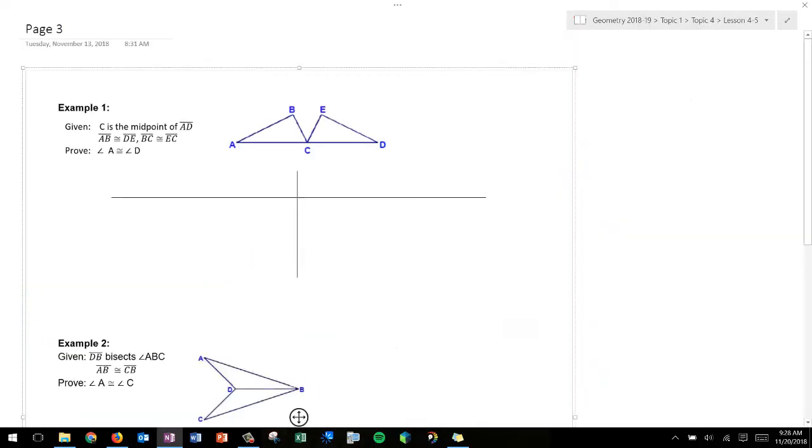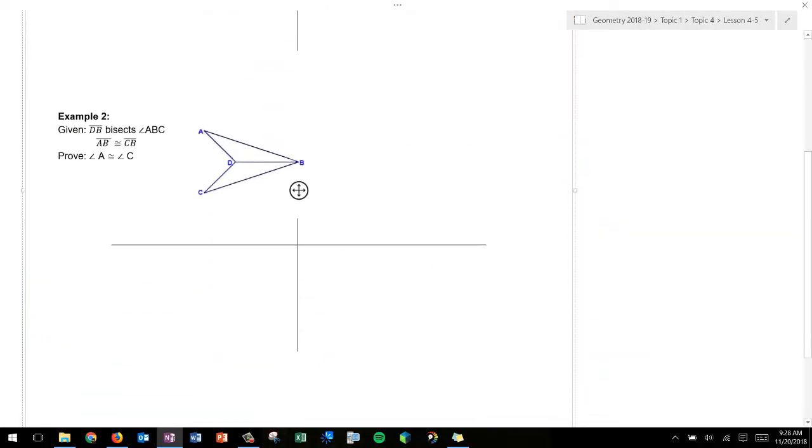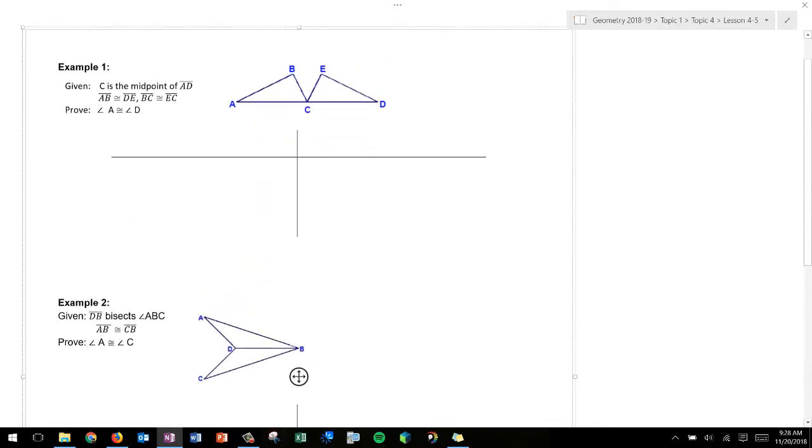All right, these two proofs we will be doing in class to start tomorrow. So save these. If you'd like to give them a try now, that would be awesome. Otherwise, you can save them until we come into class tomorrow.